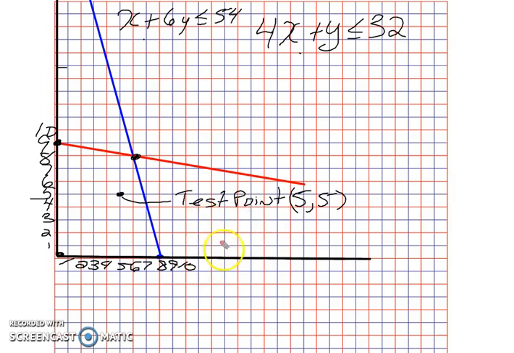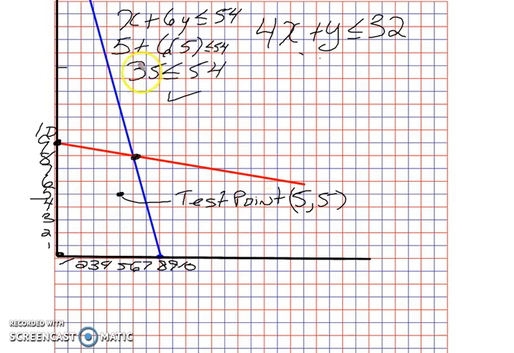Once I know my feasible region, I'm going to use this test point right here, 5 and 5. I'm pretty sure that because this is less than and less than, and this is greater than and greater than, it's going to be lower than the red line, left of the blue line. So it should be somewhere in here. I pick 5 and 5 because it's just easy numbers.